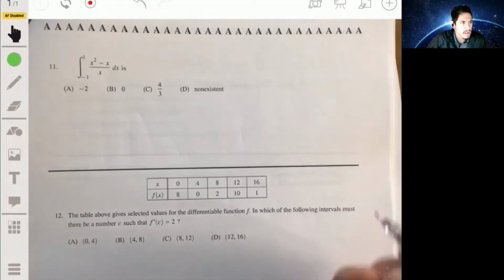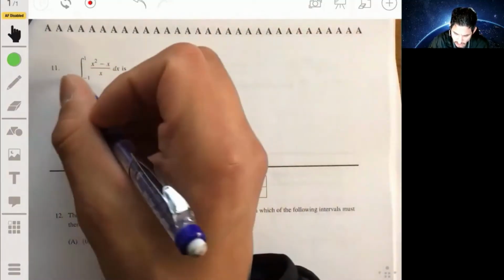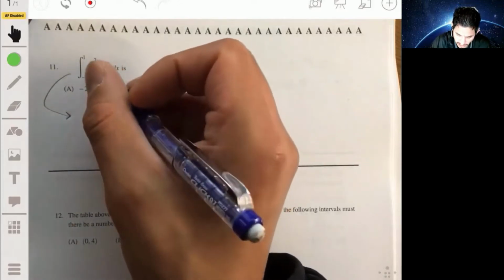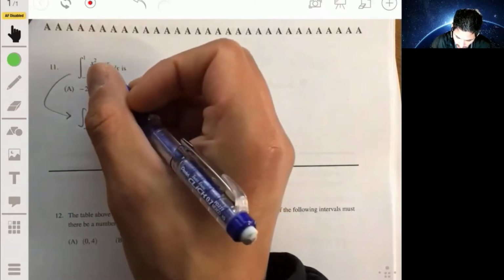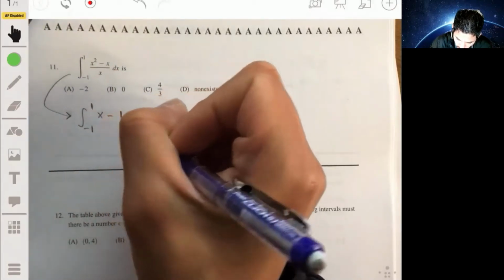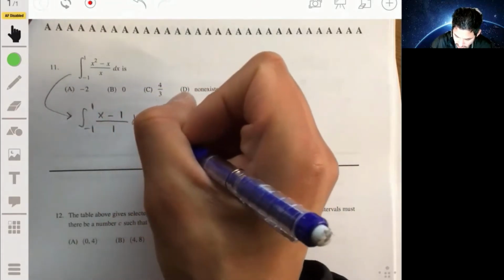And 11. Okay, we're going to integrate. And this, we can just reduce it or factor out that x, because an x goes into everything. So this will be equivalent to the integral of x minus 1 dx, because you can factor out an x.